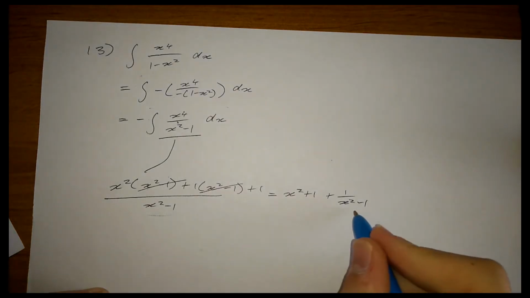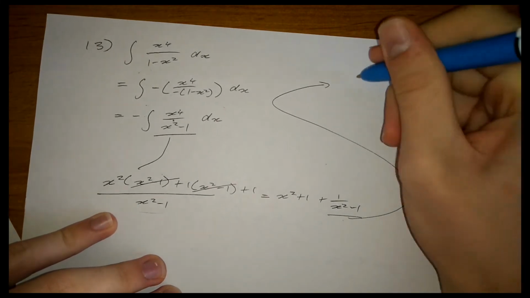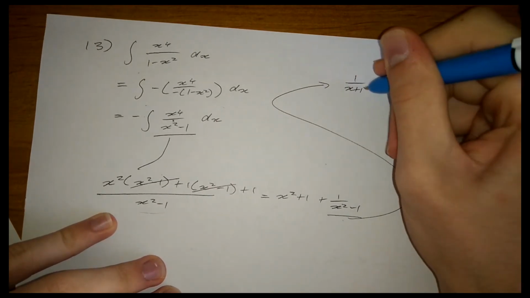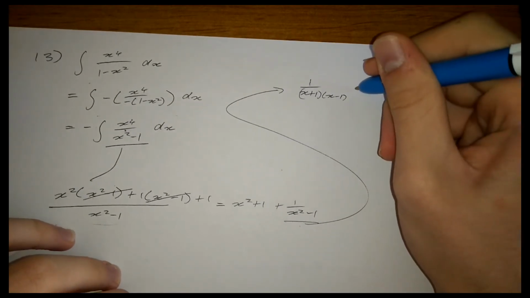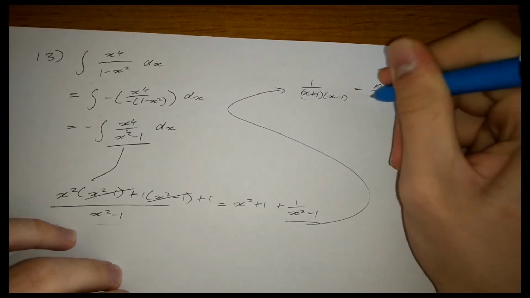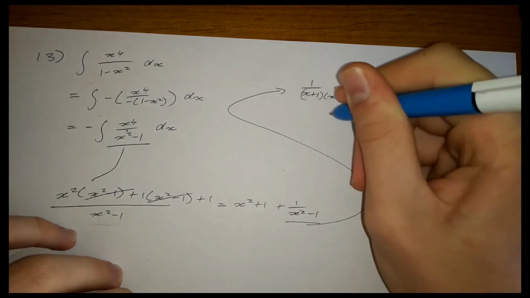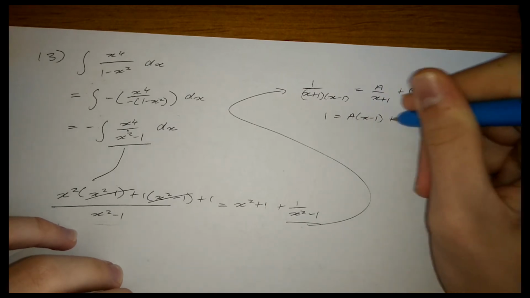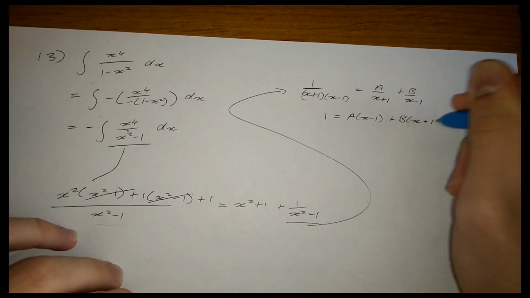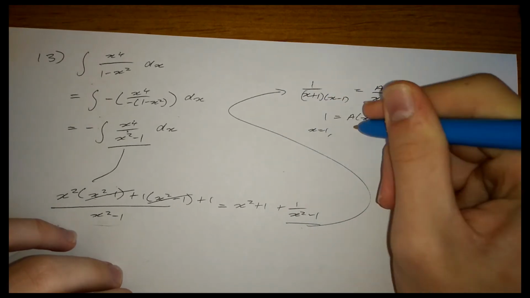And this over here, bring this up. 1 on (x plus 1)(x minus 1) is equal to a on x plus 1 plus b on x minus 1. Therefore 1 equals a(x minus 1) plus b(x plus 1). And simplifying this, x equals 1.